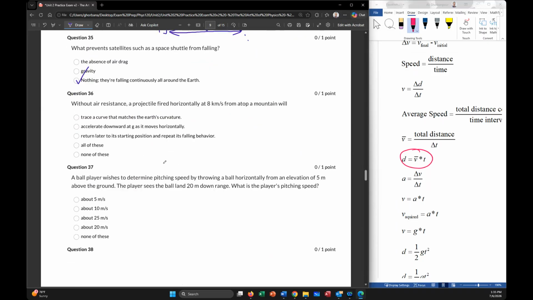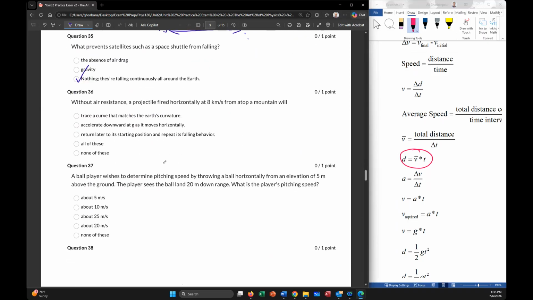Without air resistance, a projectile fired horizontally at 8 kilometers per second from the top of a mountain will follow a curve that matches the Earth's curvature, accelerate downward at g as it moves horizontally, and return later to its starting position and repeat its falling behavior. All of the above, all of these, or none of these?